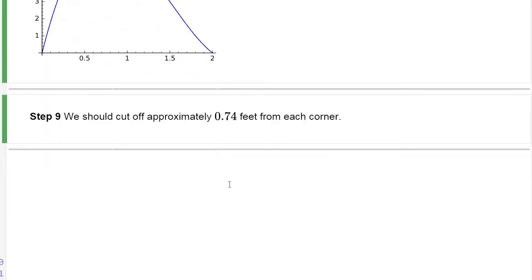So step 9, answer the question. The question is, how much should we cut off from each corner? So roughly 0.74 feet from each corner. It gives us what we want. And those are some optimization examples.